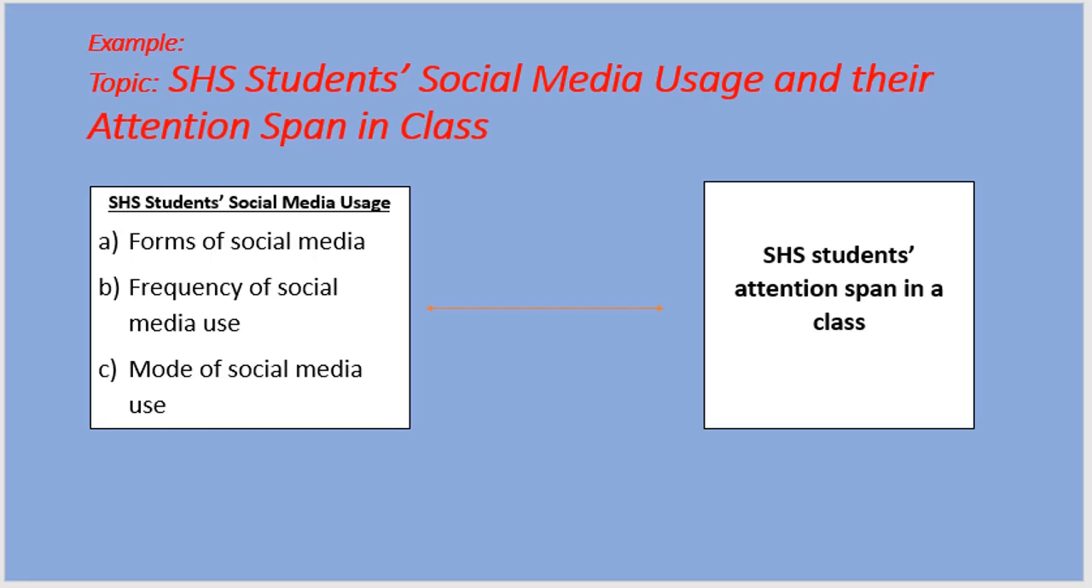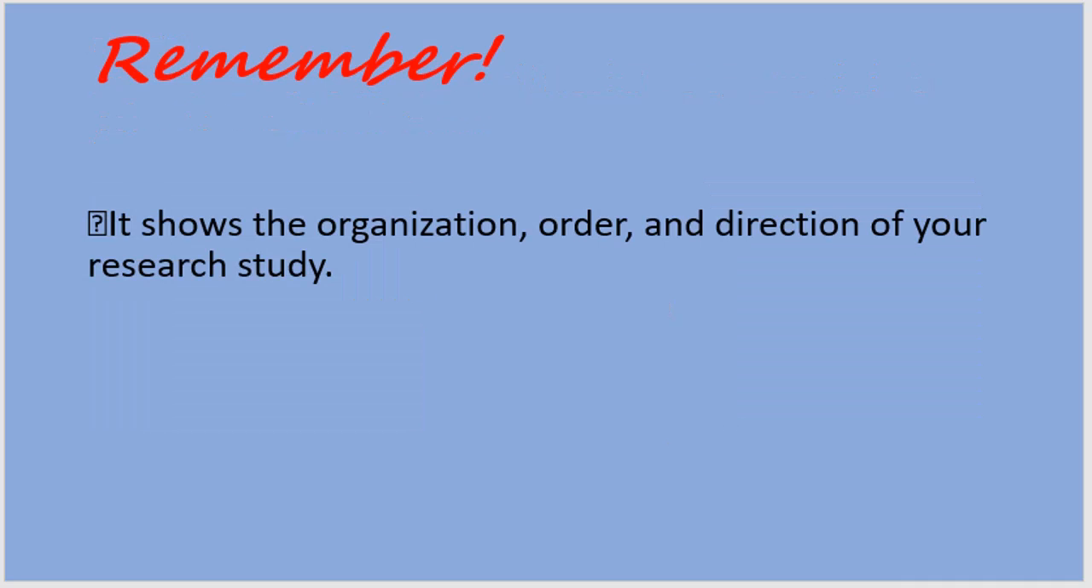In this research, the first variable is seen to have a relationship with senior high school students' attention span in class. This hypothesized relationship is represented by the two-headed arrow, connecting both variables. Remember, your conceptual framework must show the organization, the order, and the direction of your research study.